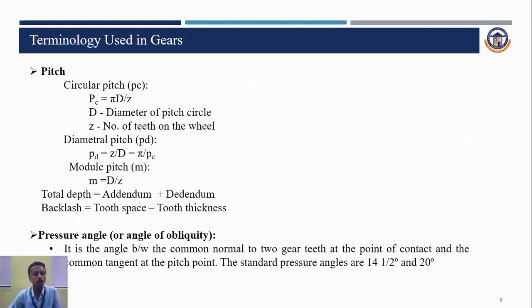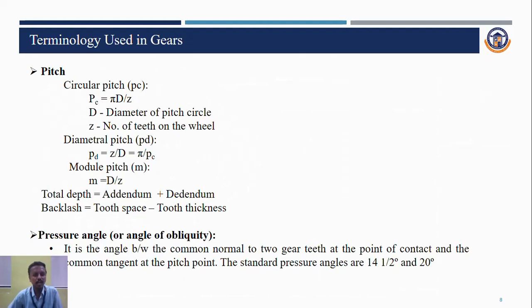Third one will be a module pitch M. M is equal to capital D by small z, which means that module is defined as the ratio of pitch circle diameter to the number of teeth. While designing the gear, module is to be fixed first and it has to be standardized. Standard value is to be used.